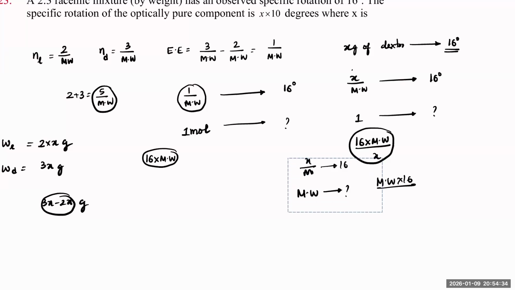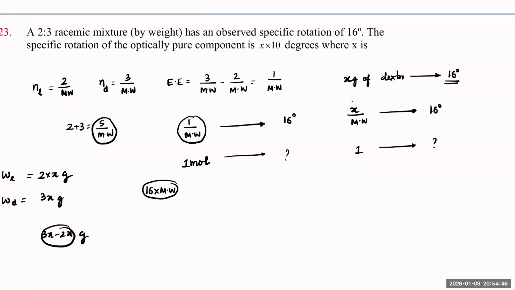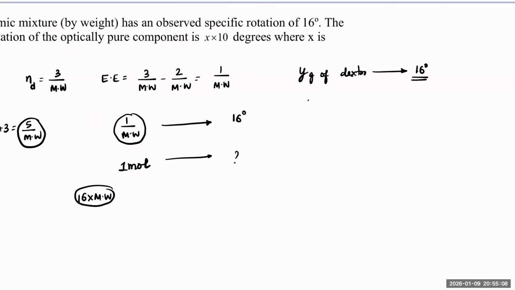one mistake I'm making. X by molecular mass is the number of moles for 16 degrees. Oh, here this x is different. Sorry. Let me take it as some y amount just to avoid that confusion. So y grams of dextro. Let me rewrite that again.